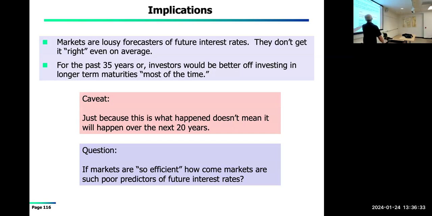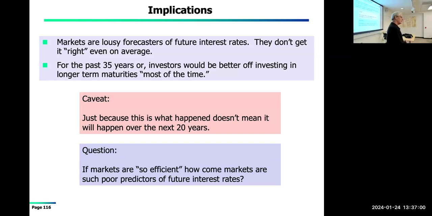So if the markets are so efficient, how come markets are such poor predictors of future interest rates? This is a core issue in finance, because one of the issues in economic literature is called the efficient markets hypothesis. The markets are incorporating all the information and they're terribly efficient at using that information in terms of determining the price and the discounting of future cash flows.